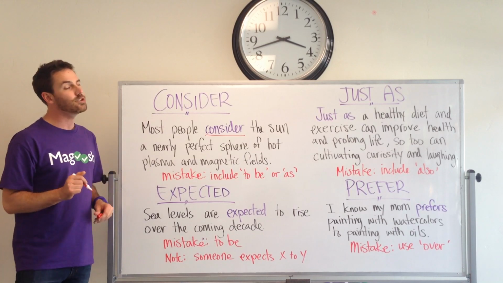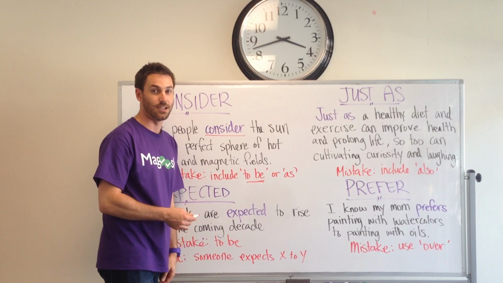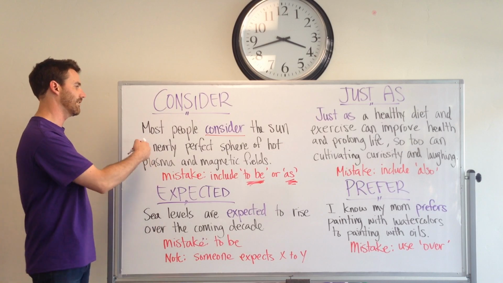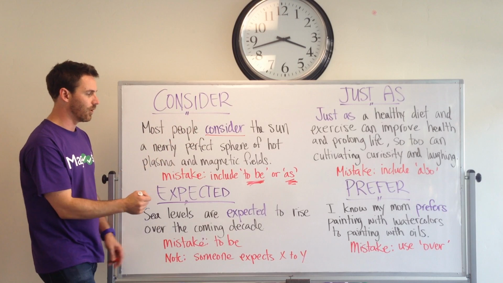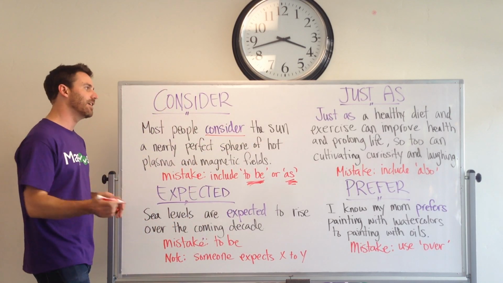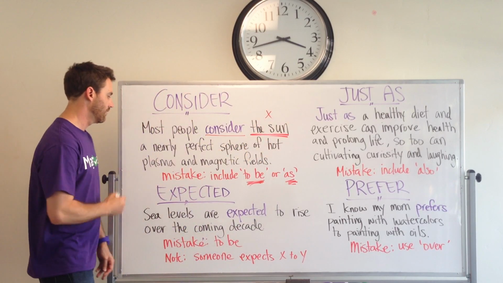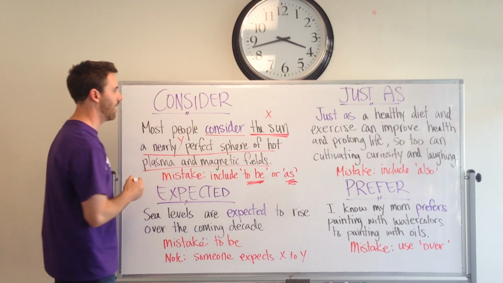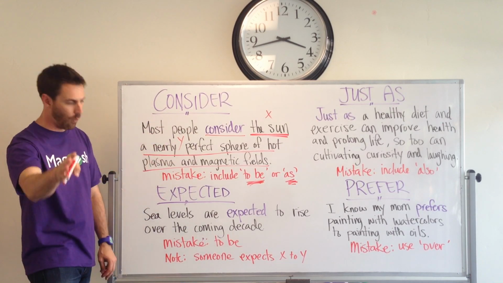So the mistake that usually happens with consider is that people, or we should say the GMAT, like to add to be or as in here somewhere. So to say something like, most people consider the sun to be a nearly perfect sphere, or the sun as a nearly perfect sphere, and that's not right. The idiom here is consider X, so in this case X is the sun, Y. And the rest of this would be our Y. So don't add to be, no extra words, just consider X, Y.